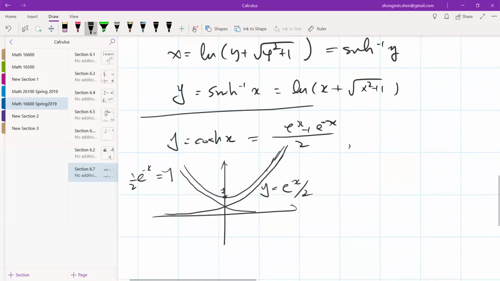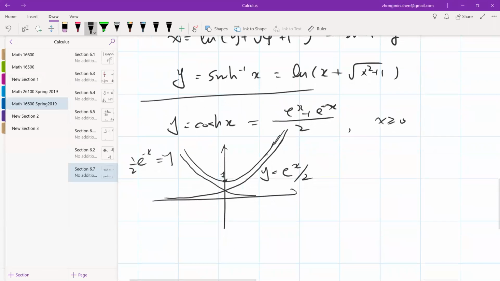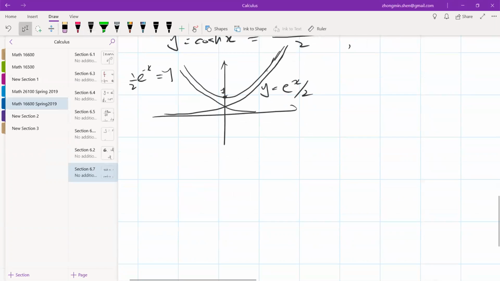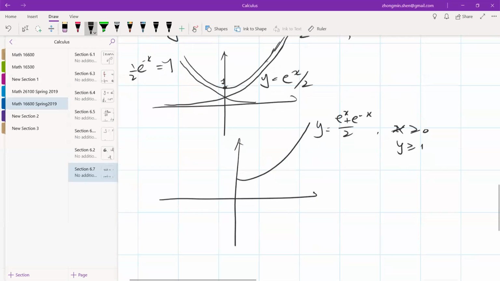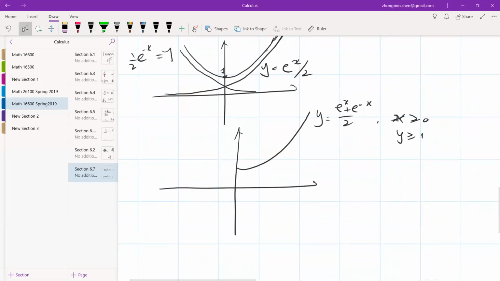Let's see. So clearly we have to assume that x should be greater than or equal to 0. Then that piece, let me redraw the graph. In order to find the inverse, you have to restrict the function to x greater than or equal to 0. So x greater than 0, then y is greater than 1, right? Clear. The range for this function is y greater than or equal to 1.